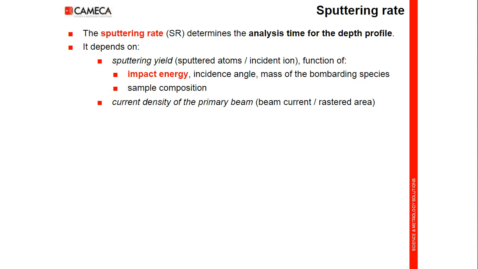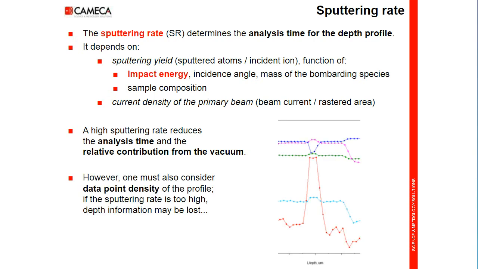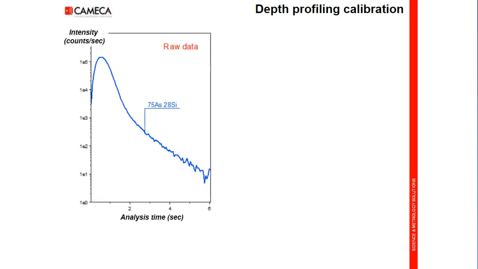A high sputtering rate reduces the analysis time and the relative contribution from the vacuum. However, one must also consider data point density of the profile. If the sputtering rate is too high, depth information may be lost, especially at interfaces. Depth profiling raw data show the measured intensity or count rate for selected species versus the analysis time.